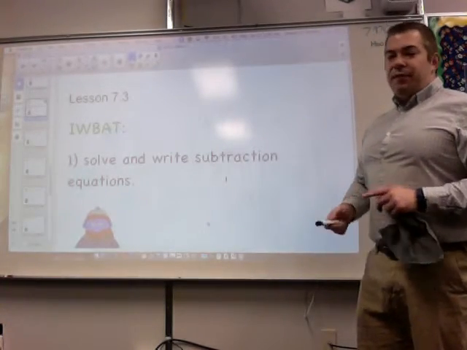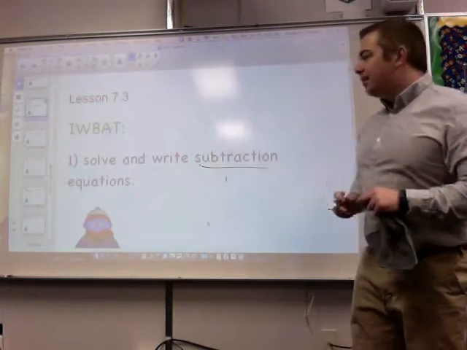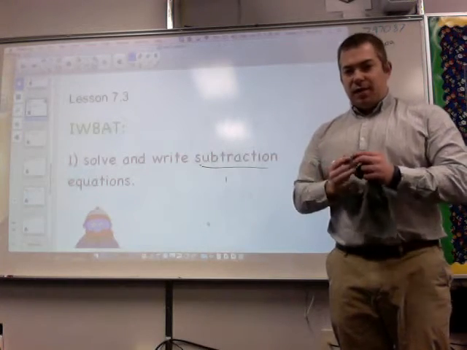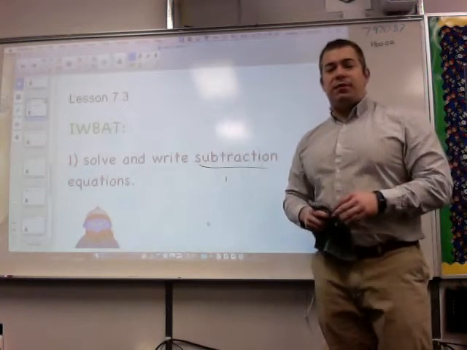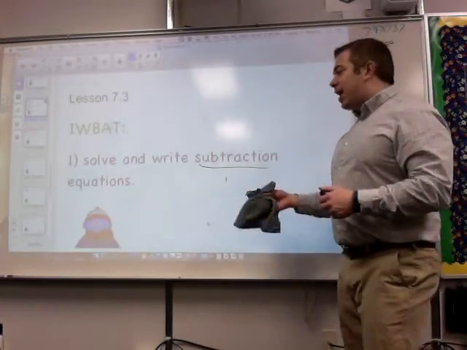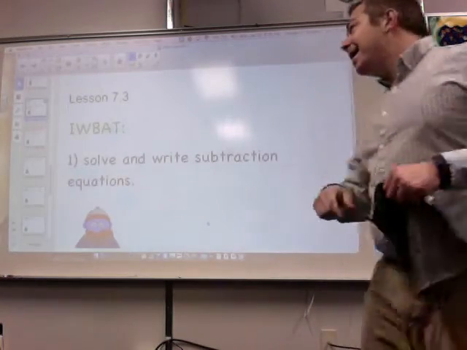Here's your objective. It's very similar to 7.2, but as you can see we're doing subtraction this time. Solve and write subtraction equations is what's going on. It's the same exact thing. We're going to be trying to get the variable all by itself. This time we're subtracting, so that probably means to cancel out we are going to add.